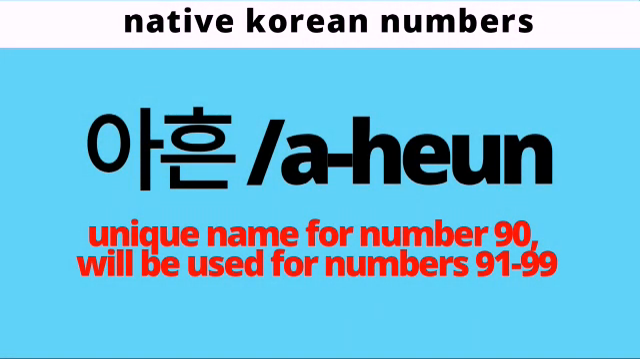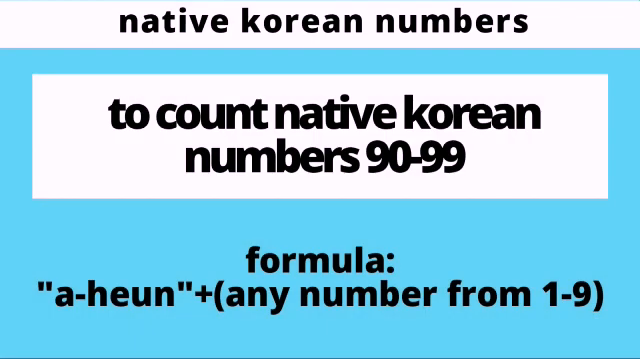Lastly, if you wanted to count from 91 to 99, you need to remember Ahun. Ahun is the unique name for number 90. And this is what we would need to add to Hanatul, Setnet, etc. to form numbers from 91 to 99. As usual, we just have to follow the formula, Ahun plus any number from 1 to 9. So, for example, we chose number 9, which is Ahop. So, 99 is actually pronounced as Ahun Ahop. And that is how similarly you will count number 90 to 99.